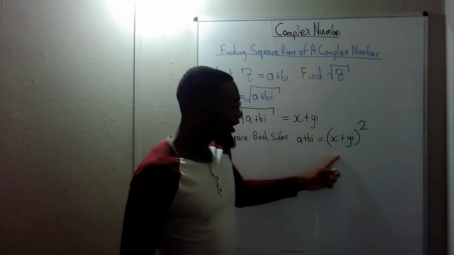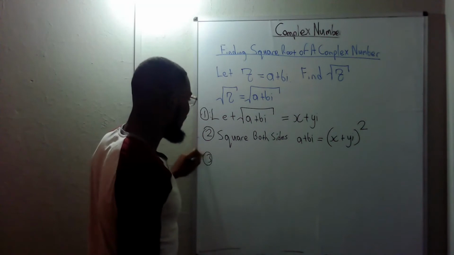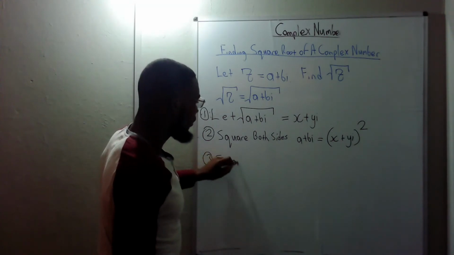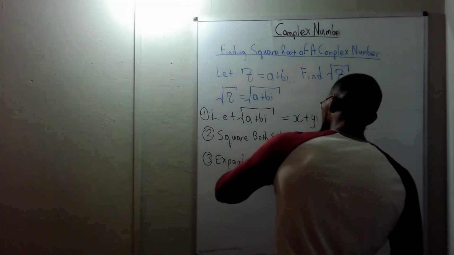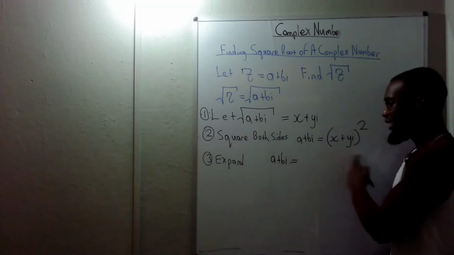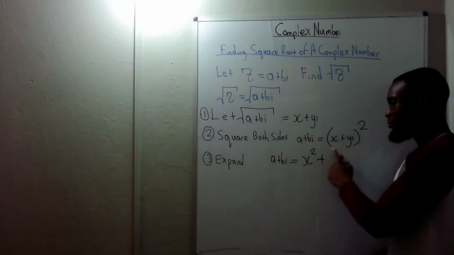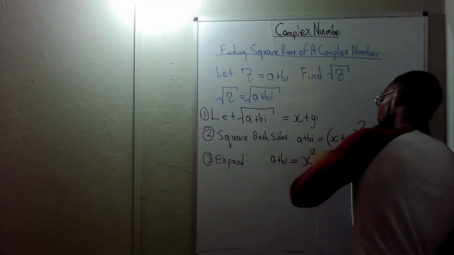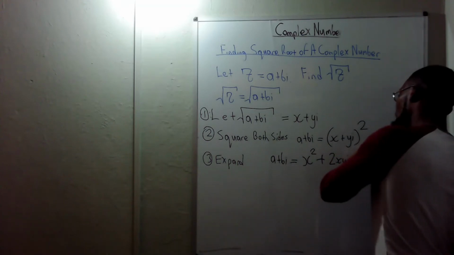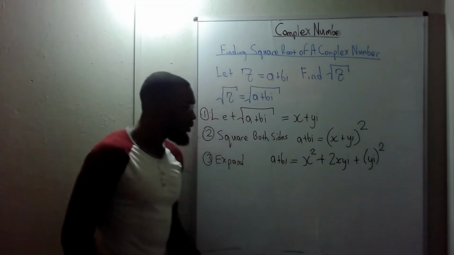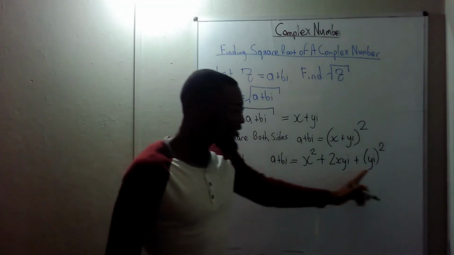So now step number 3 is to expand the right hand side. So step 3, expand. When we expand the right hand side, you're going to have a plus bi equal to, expanding this, first term squared, x squared, plus twice the product of the two, this is 2xyi, plus second term squared, yi all squared. That's what we do. Now look at this. Easy stuff now. Beautiful.